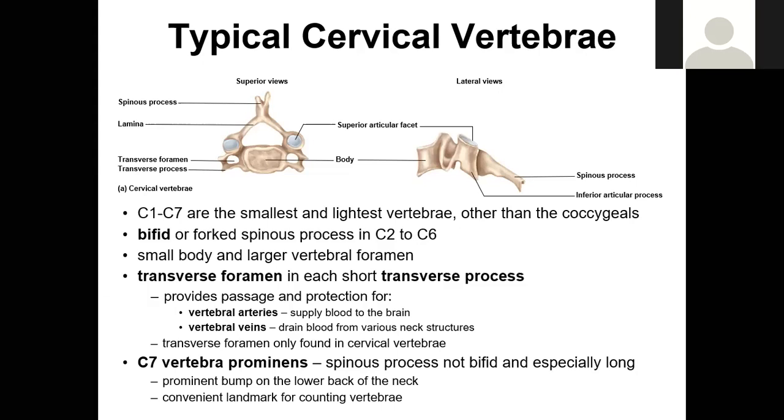The cervical vertebra at C7 is known as vertebra prominens. It is a landmark that you can actually palpate and get an idea of where you are at. Okay, so those are some of the important characteristics of the cervical vertebra.